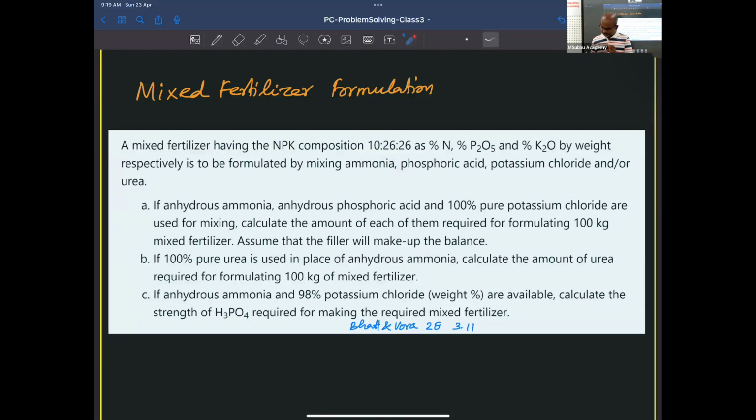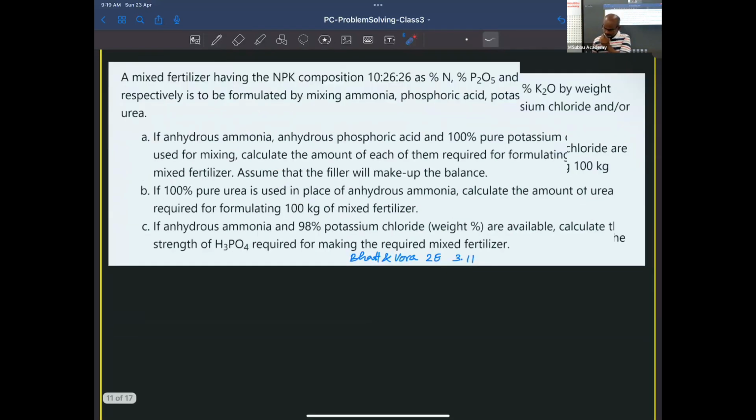For making this 100 kg, you will calculate the required amounts, and if these three components are not adding to 100 kg, they will add filler, but the filler doesn't contribute to any of these NPK because it doesn't have any fertilizer value. We'll try to understand that. First we'll finish that and come to the second and third parts.